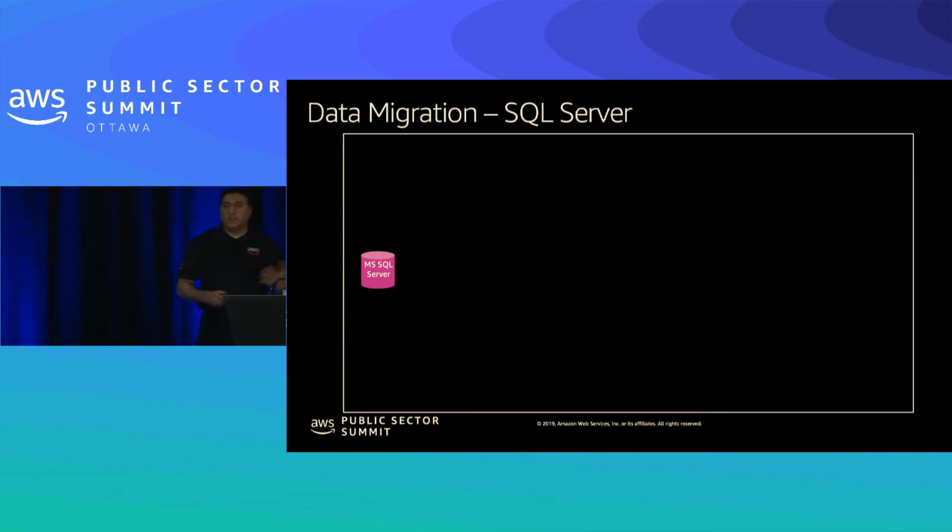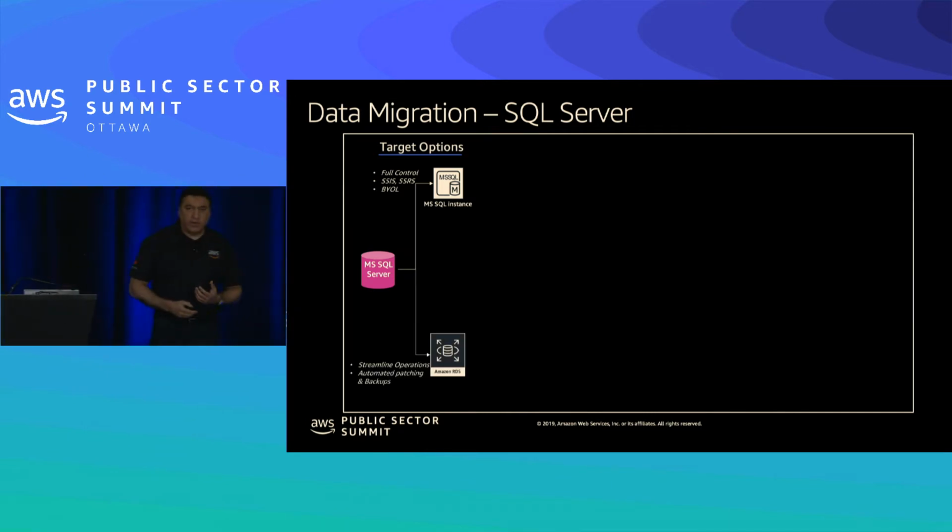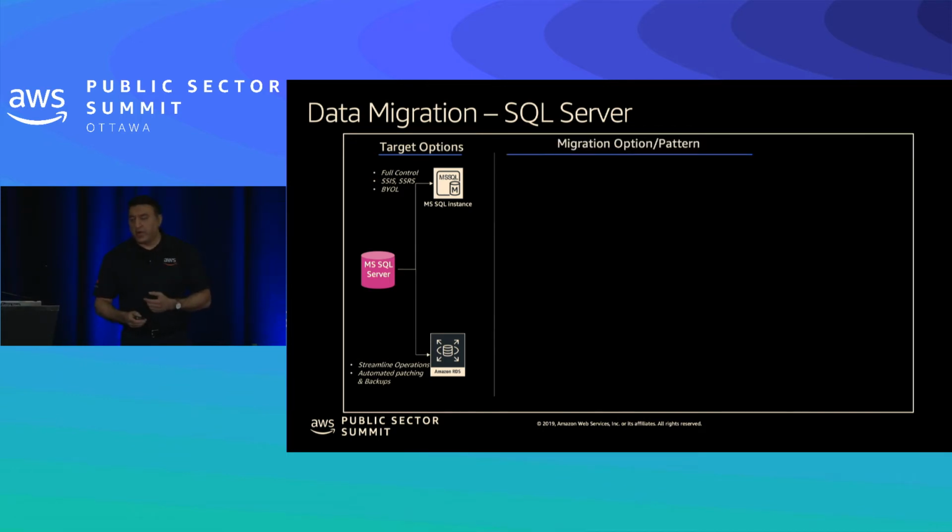And let's talk about data now on the SQL Server side. What are your options? One is to run SQL Server on EC2. This is when you need full control over your SQL instance. As well, you have the RDS option. In this option, AWS takes over the undifferentiated heavy lifting that you have to do. We do the patching, we do the automated backups and all that. You don't have to worry about those things.